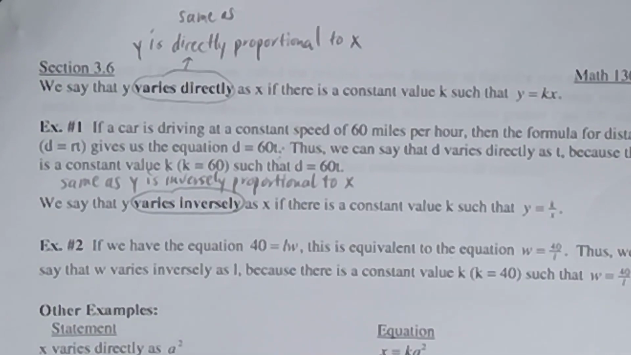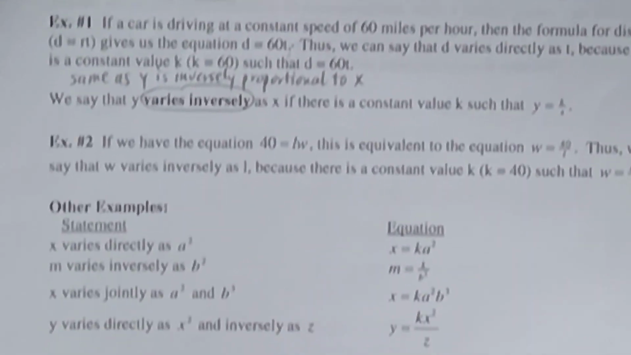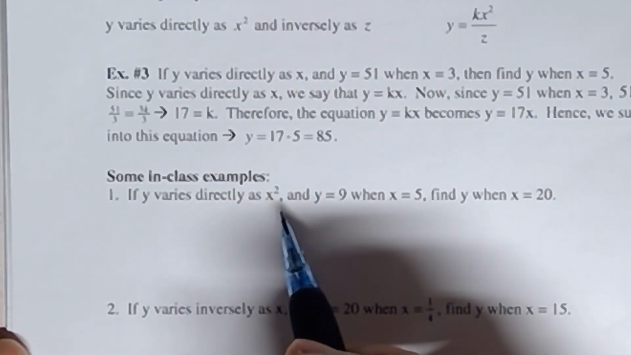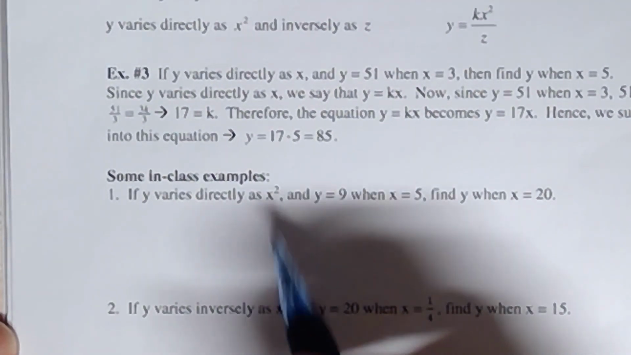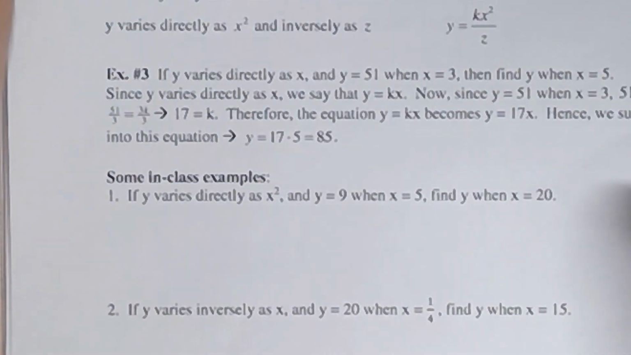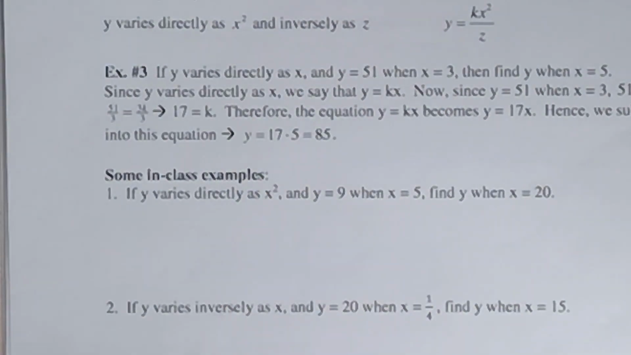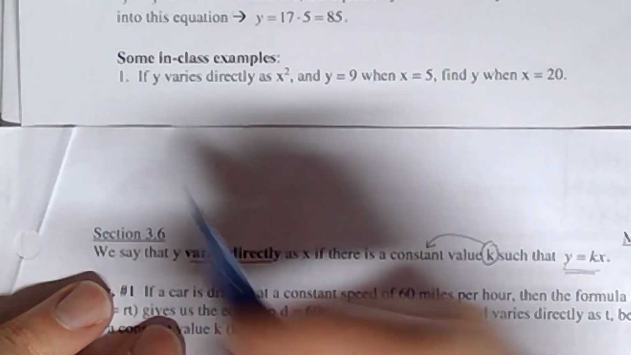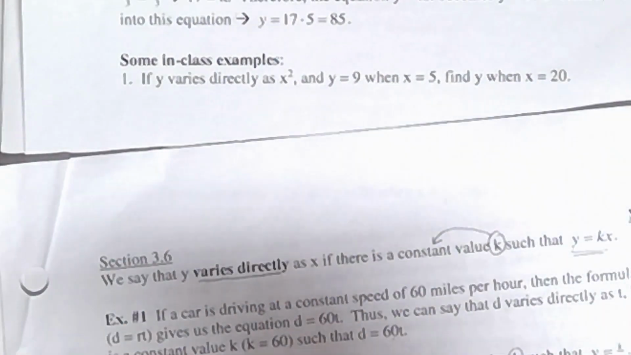So let's go ahead and try that concept out down here. In problem number 1, it says if y varies directly as x squared. Let's talk about that. If you take that concept, I'm just going to put the top of the page here right next to it at the same time. It says y varies directly as x squared. Let's actually take that and rewrite it here.